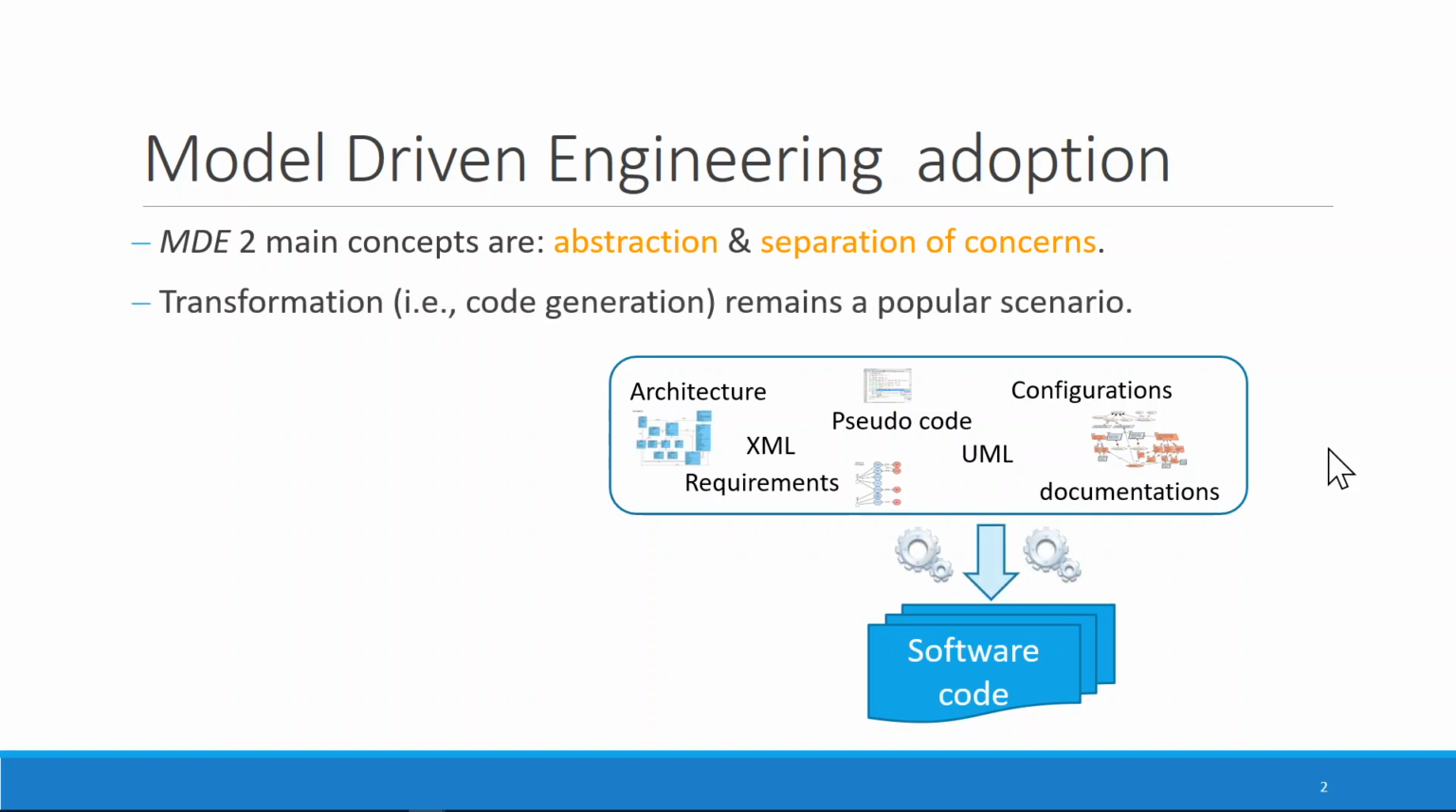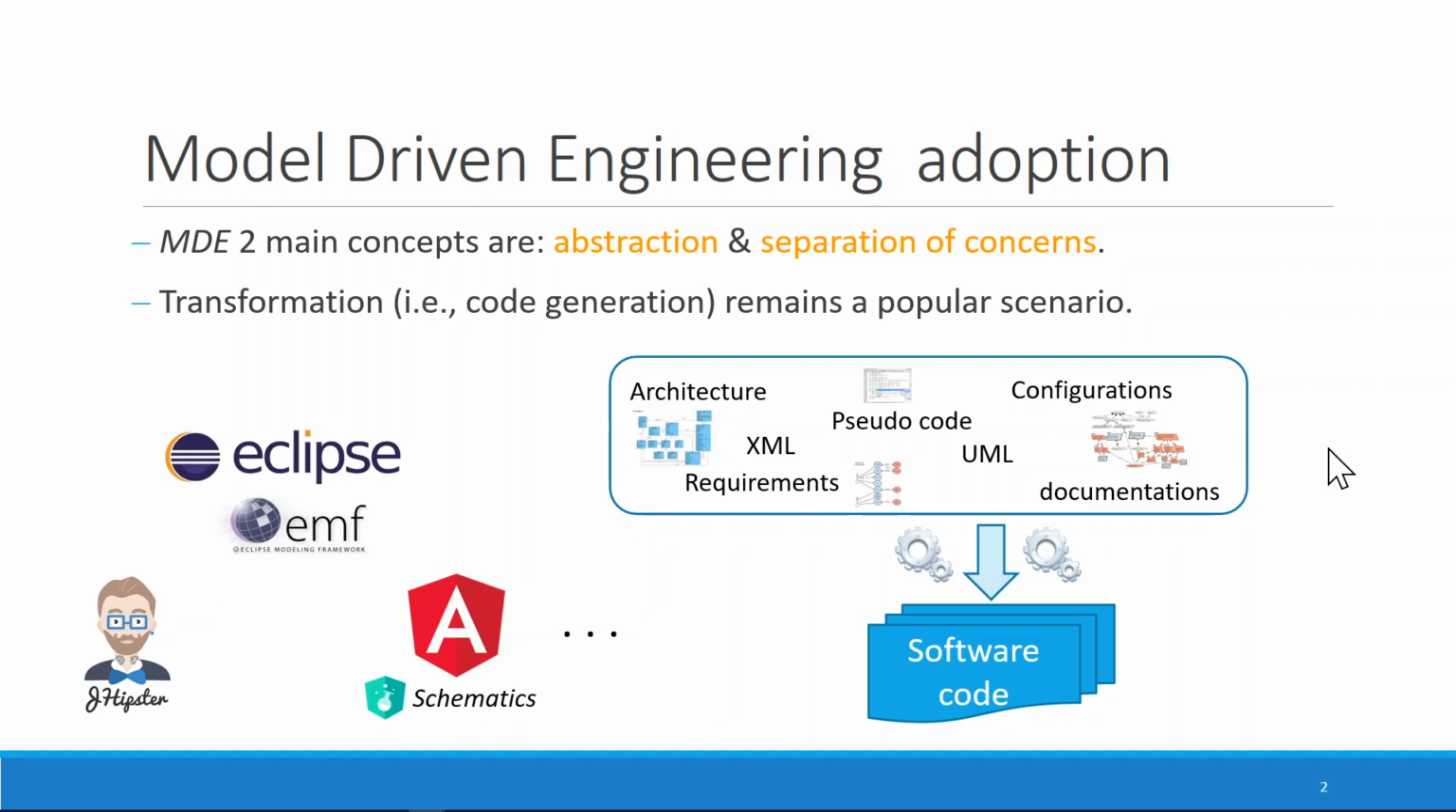That remains fairly popular, which is also code generation from models, or abstract models, to the software code. And this scenario is well adopted in today's practices. So we find a lot of technologies, a lot of tooling support for this. For example, you have the EMF Eclipse platform, you have JHipster that allows you to generate modern web applications, even the project schematics in Angular, OpenAPI, and there are more technologies that do that.